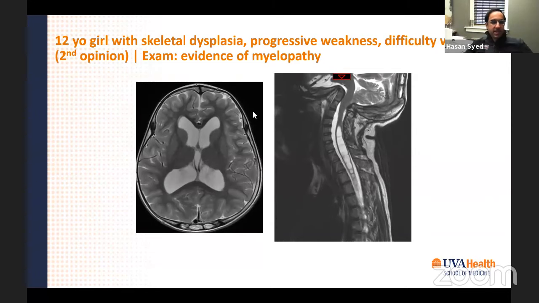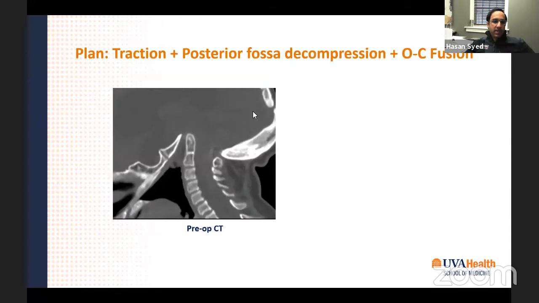You can see on these scans, there's basilar invagination, there's an associated syrinx, but you can see that there's a lot of changes within the skull base, including this horizontal, essentially clivus. And so, after much discussion with the family and giving anticipatory guidance, we planned for traction as well as a posterior fossa decompression and OC fusion to help her symptoms and the syrinx.